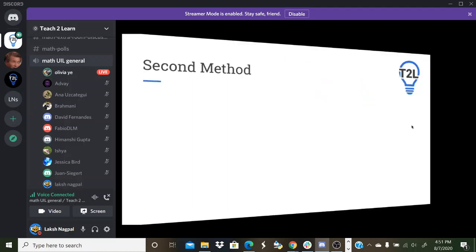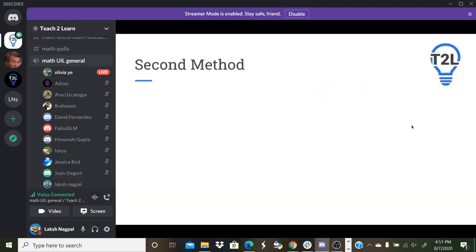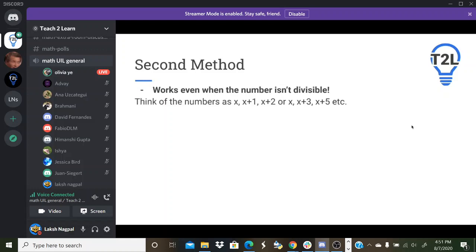Okay. Here's the second method. And this one involves a little bit of algebra, so you should know how to use variables for this. And this works even if the number isn't divisible by the number of numbers. So if you think of the numbers as x, x plus 1, x plus 2, or if it's adding by any other numbers, you can have x, x plus 3, x plus 5. You can use any amount because x is just an arbitrary number.